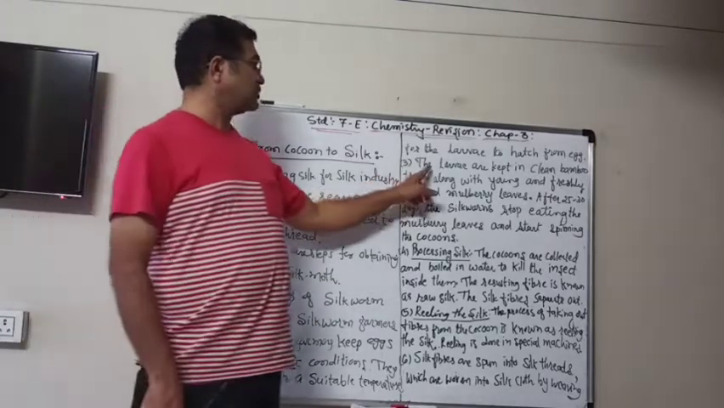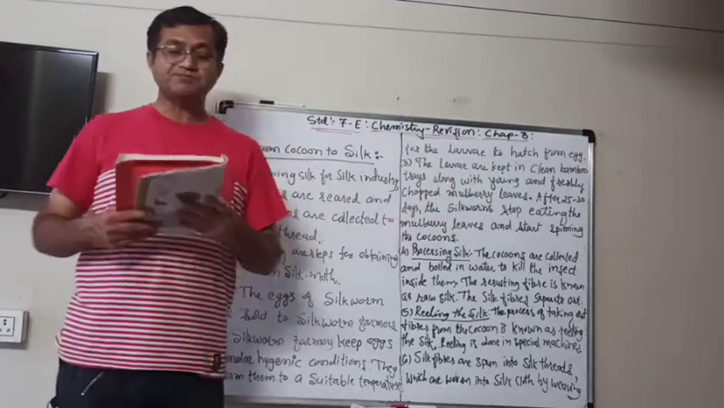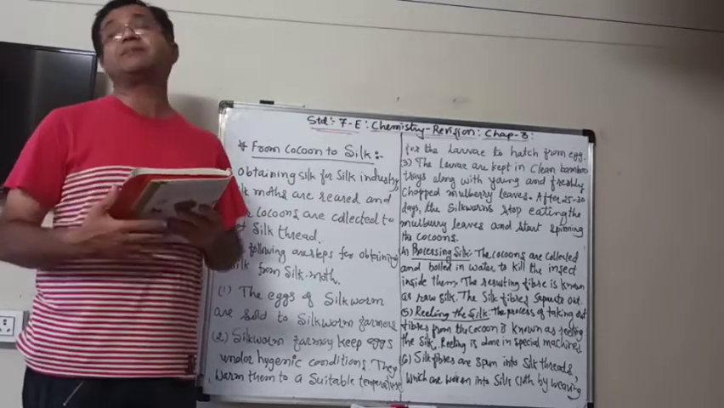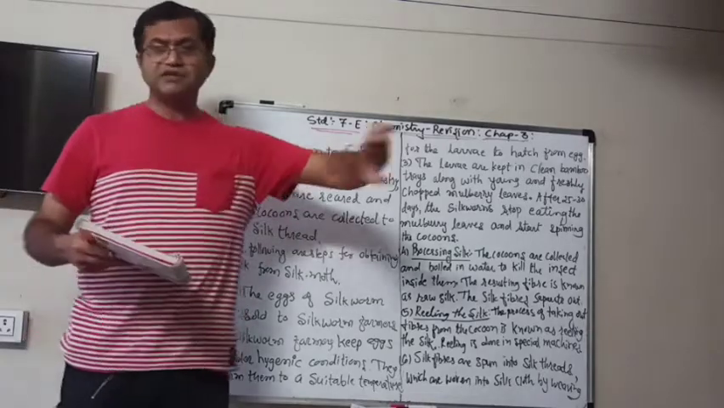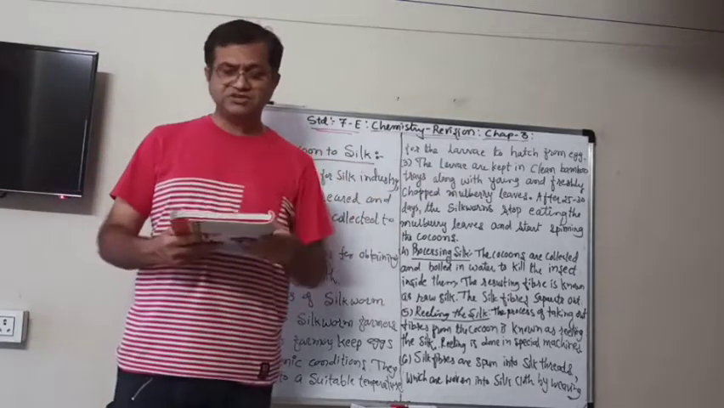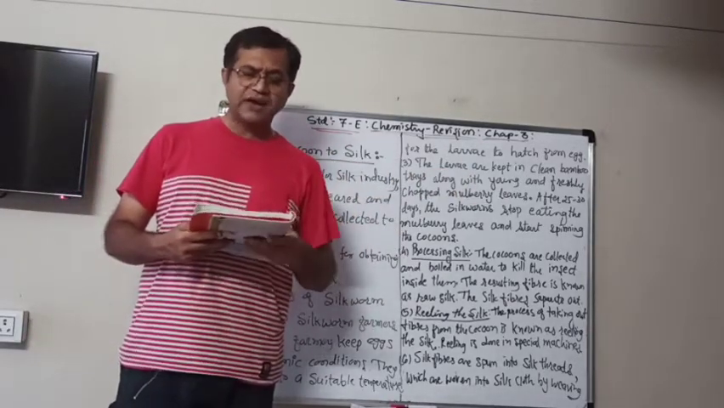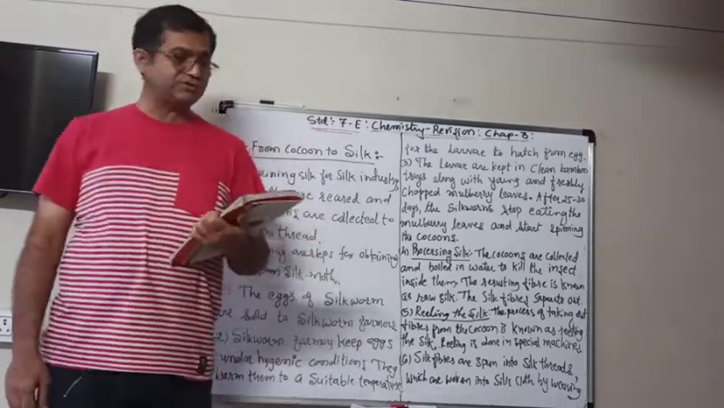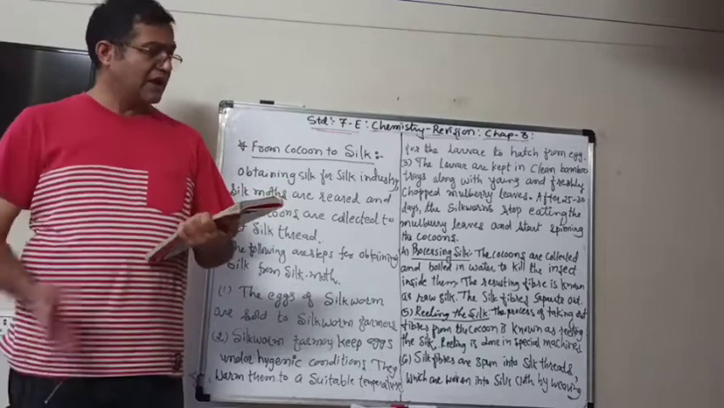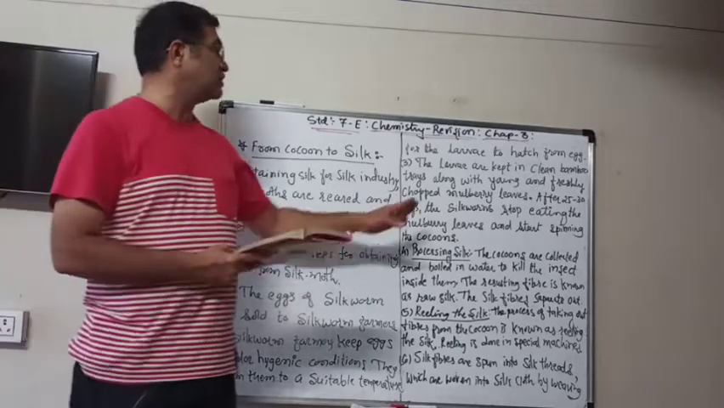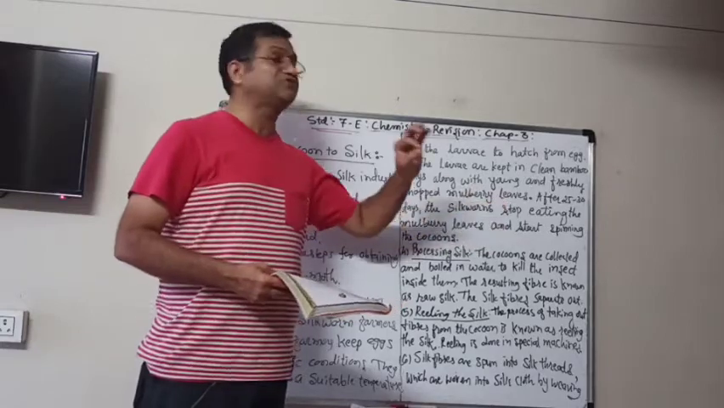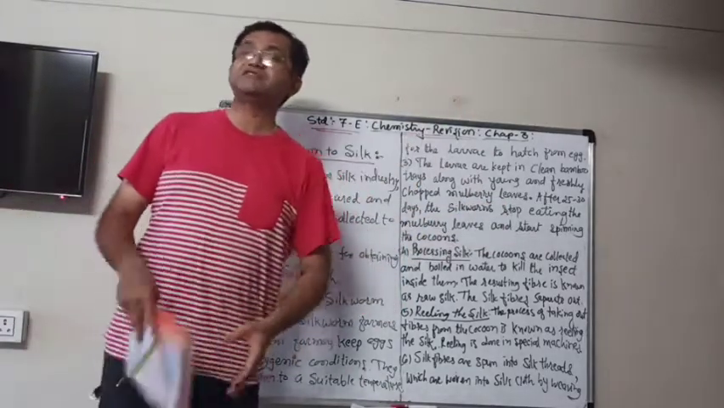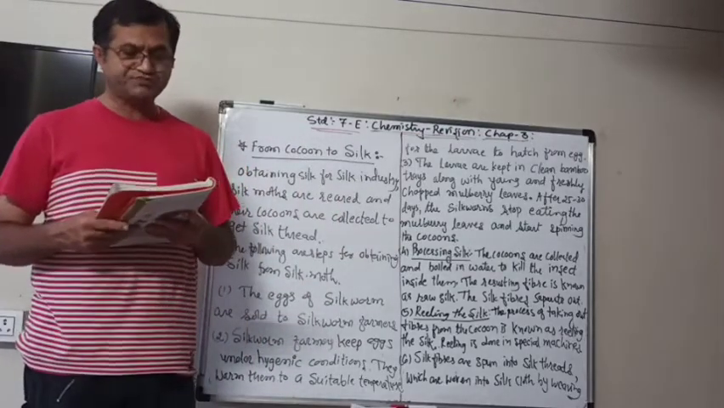Now what happens next? The larvae are kept in clean bamboo trays along with freshly chopped mulberry leaves. They are kept in the bamboo trays along with the freshly chopped mulberry leaves, which is necessary for them. Now after 25 to 30 days, the silkworm stops eating. It means that they are ready to enter the other stage, that is called pupa.